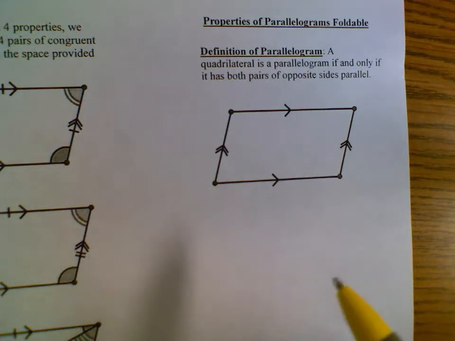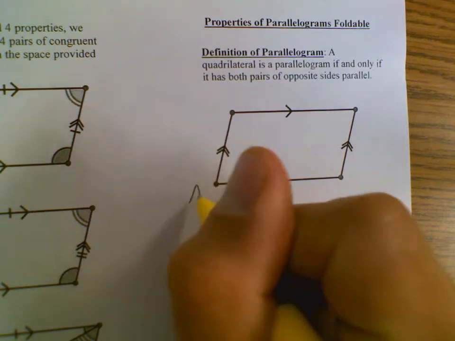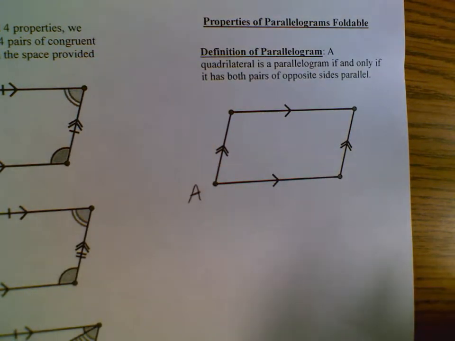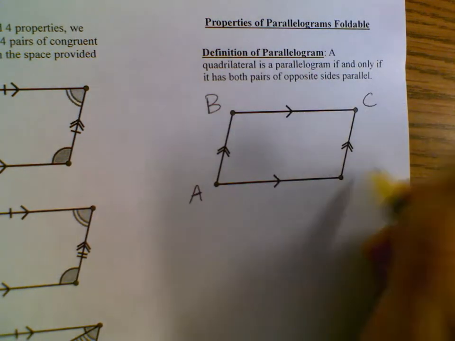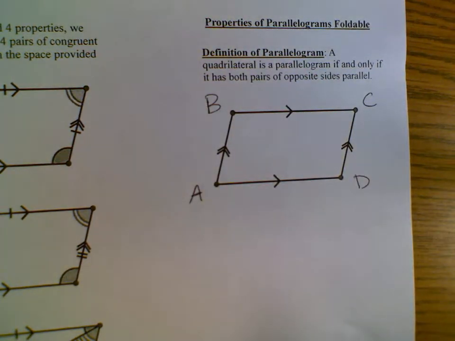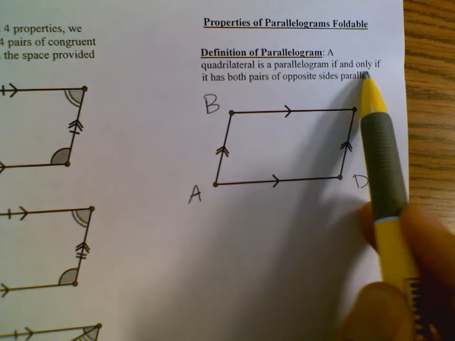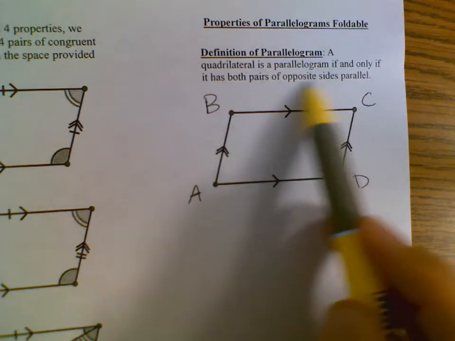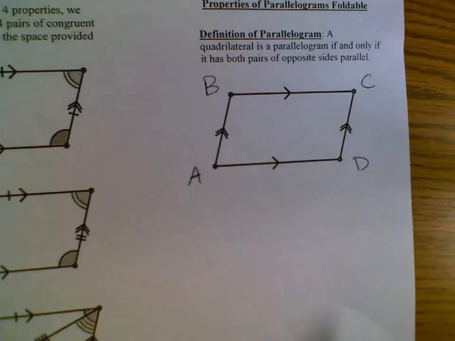Yep. So let's go ahead and on your page, on the bottom left, let that be point A, and we're going to travel right around the parallelogram just like this, A, B, C, D. Okay? So a quadrilateral is a parallelogram if and only if it has both pairs of opposite sides parallel. So what we're going to try to do is prove that two triangles are congruent just based on that information.